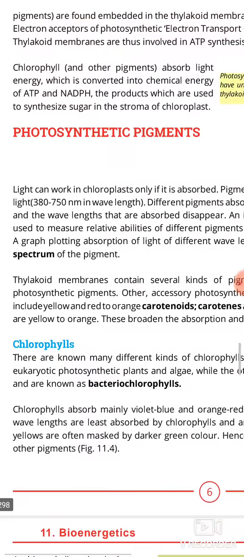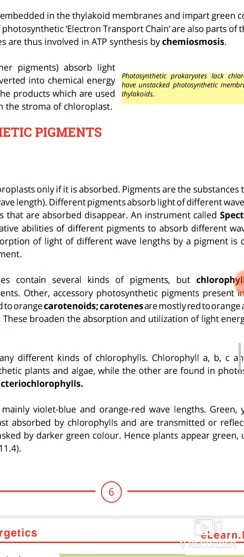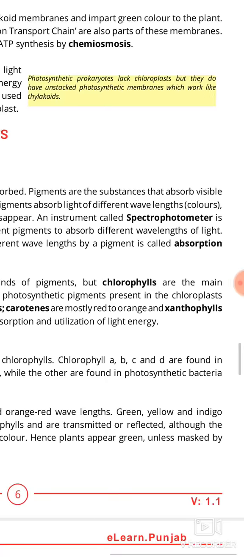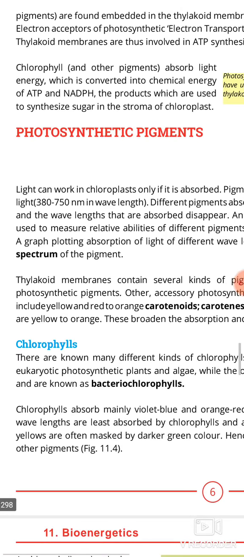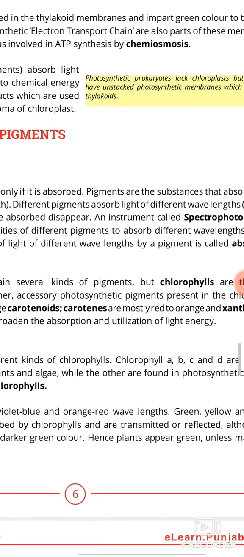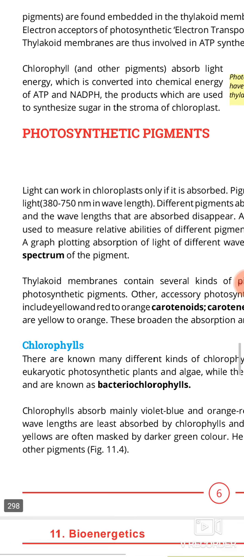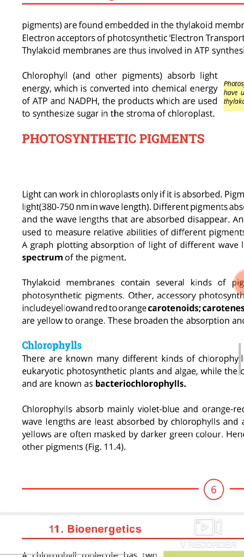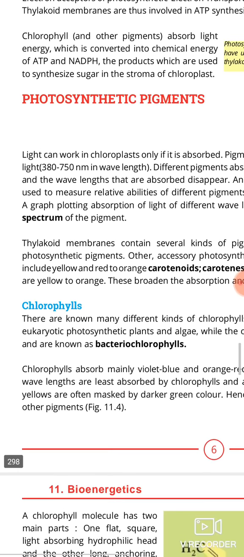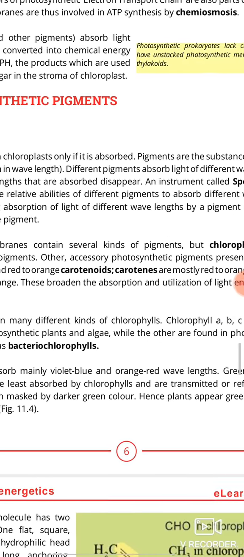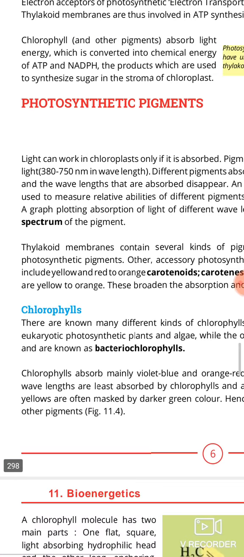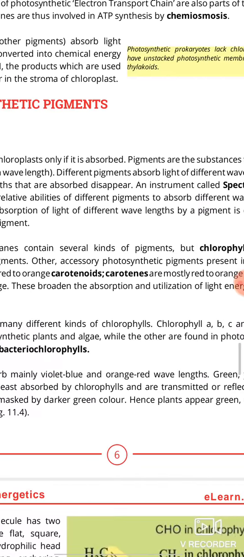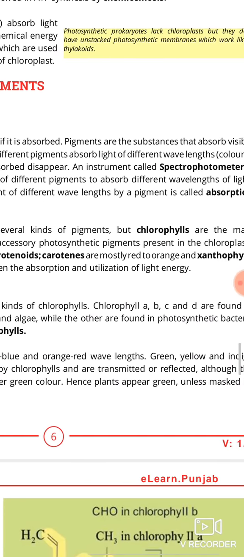Chlorophyll. There are many different kinds of chlorophyll. Chlorophyll a, chlorophyll b, chlorophyll c, and chlorophyll d are found in eukaryotic photosynthetic plants and algae, while the others are found in photosynthetic bacteria. Photosynthetic bacteria have pigments known as bacteriochlorophylls. Chlorophyll absorbs mainly violet-blue and orange-red wavelengths. Yellow, green, and indigo wavelengths are least absorbed by the chlorophyll and are transmitted or reflected.